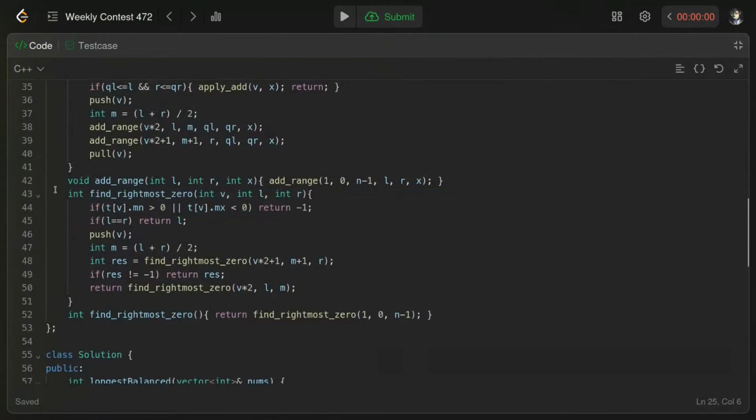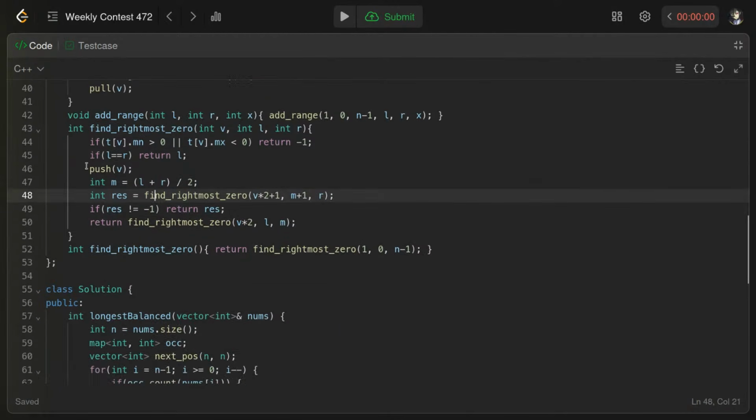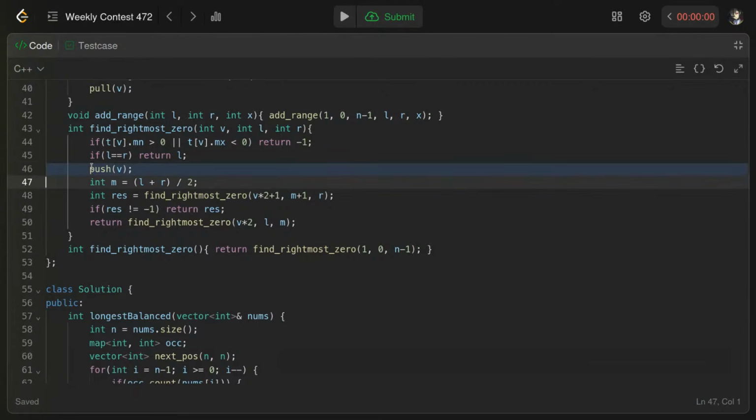The only new thing in this is the find rightmost zero function, and it does exactly what I described. Basically, if the current range's minimum is greater than zero, or if the current range's maximum is less than zero, obviously it's not in range, so return -1. If it's a leaf node, then we can just return the position. And this push is there just to update the lazy. If it was a lazy node, it makes sure that the lazy update happens. So don't pay much attention, this push is just to do the lazy update.